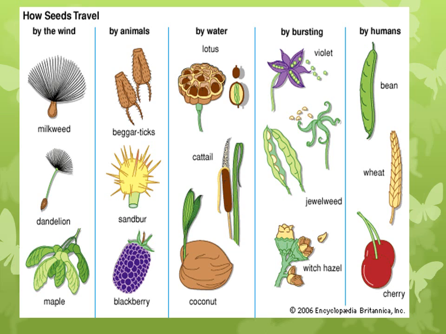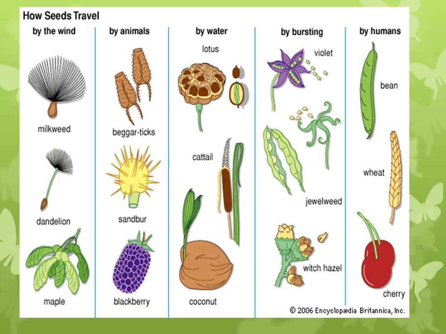Watch the milkweed. See the hair-like structures. Dandelion also. The stem is long. But for milkweed, only that seed part. Then maple. Then beggarticks. It has spines like sandbur. Also, it is very thorny. Blackberry. Rough surface. Then by water, coconut. Coconut seeds are very light, isn't it?